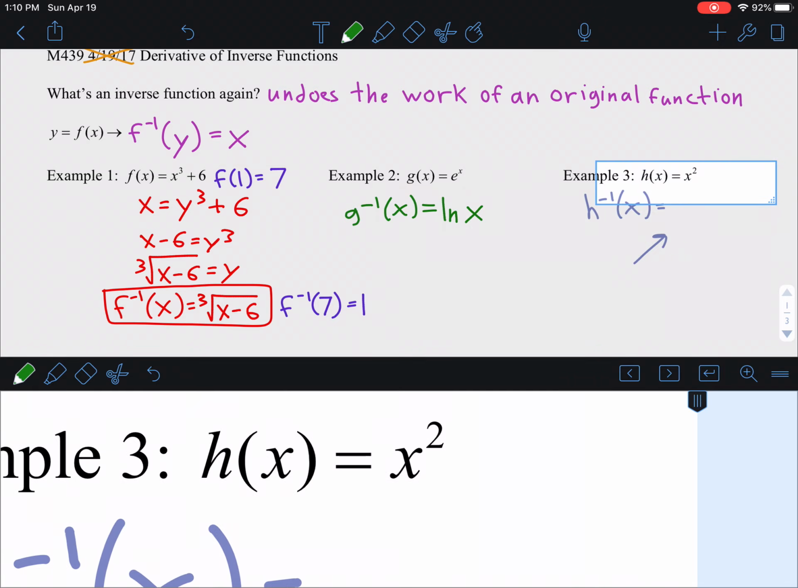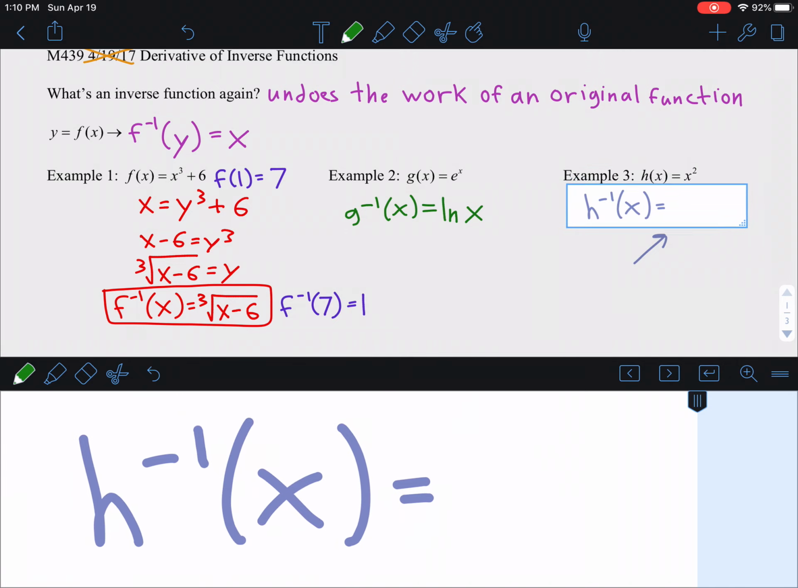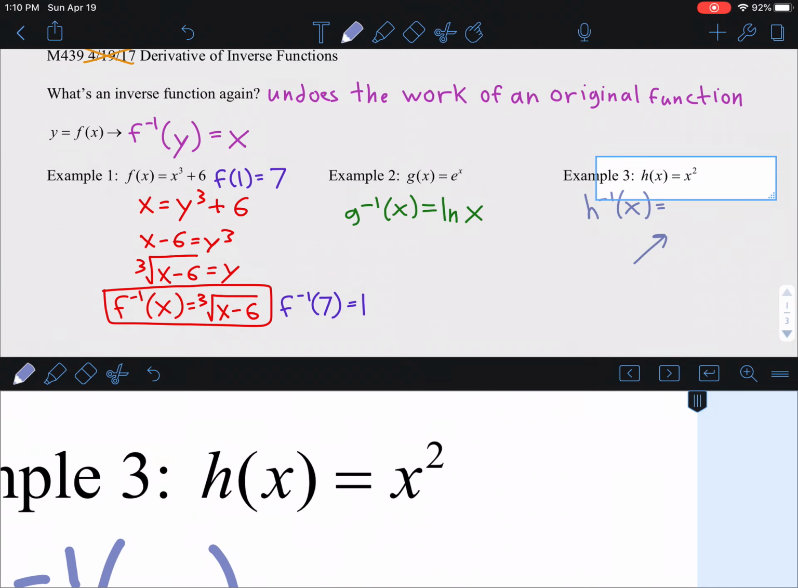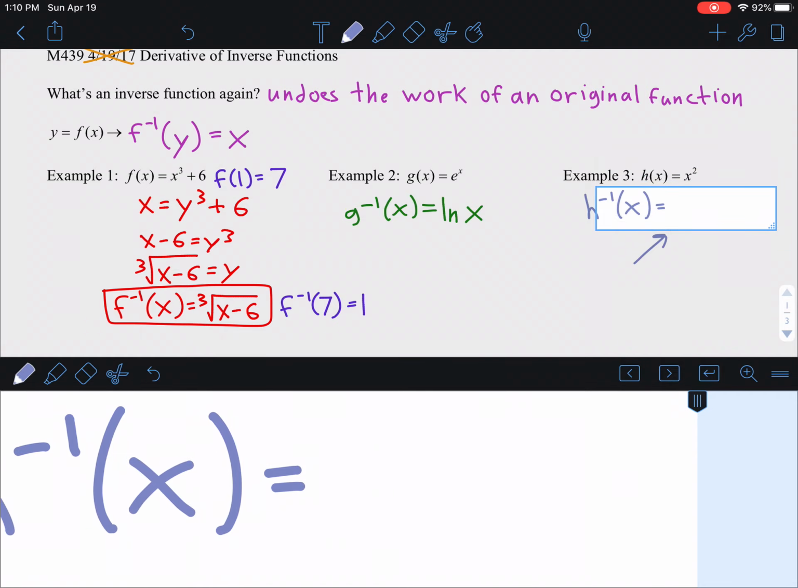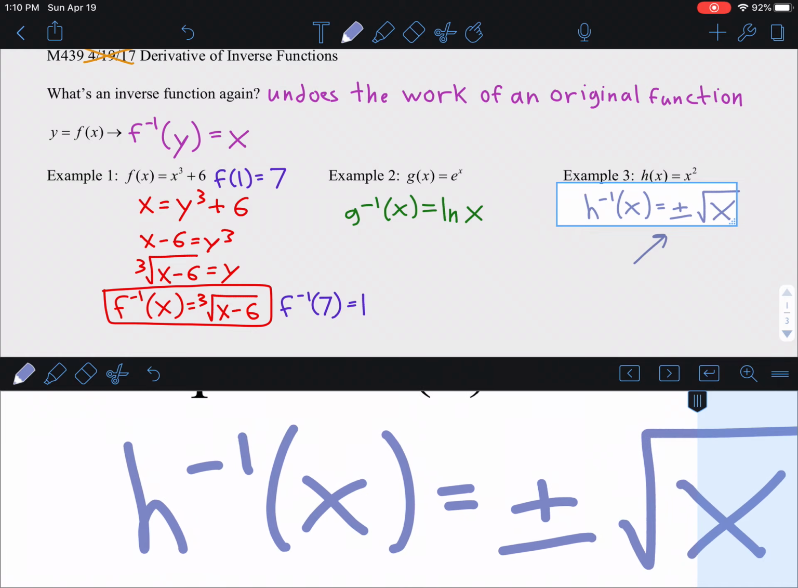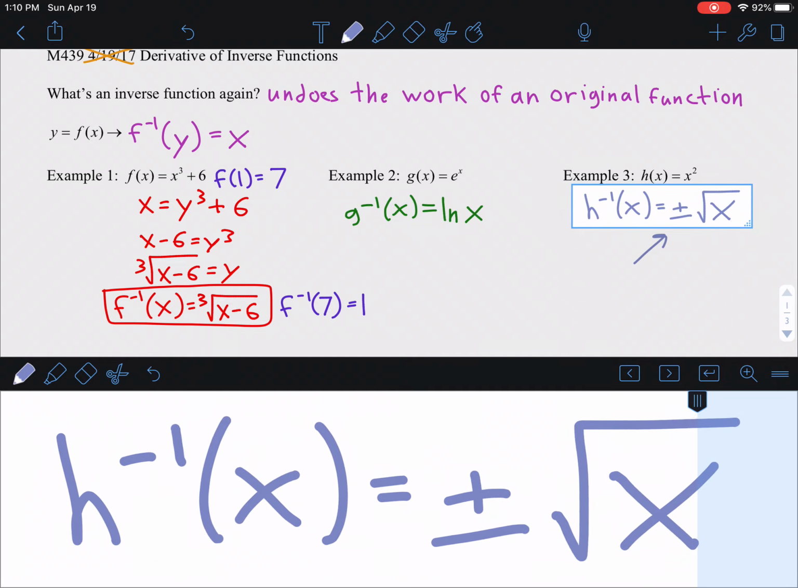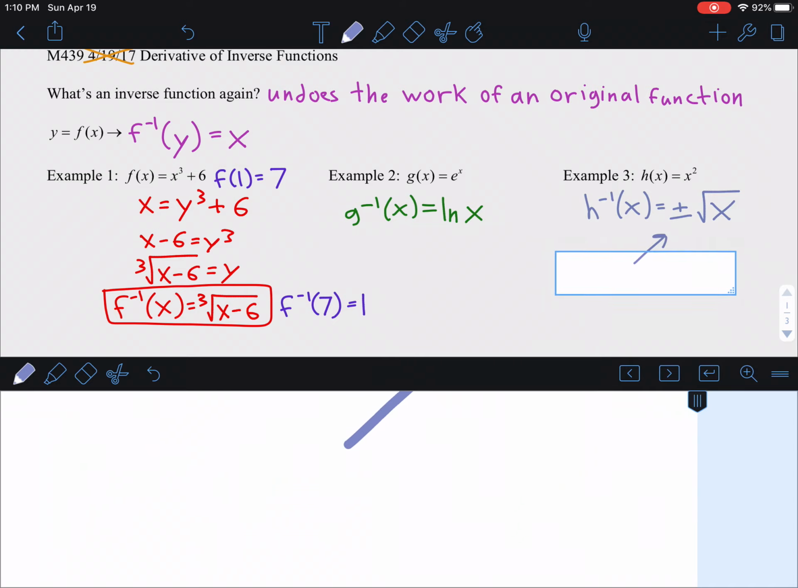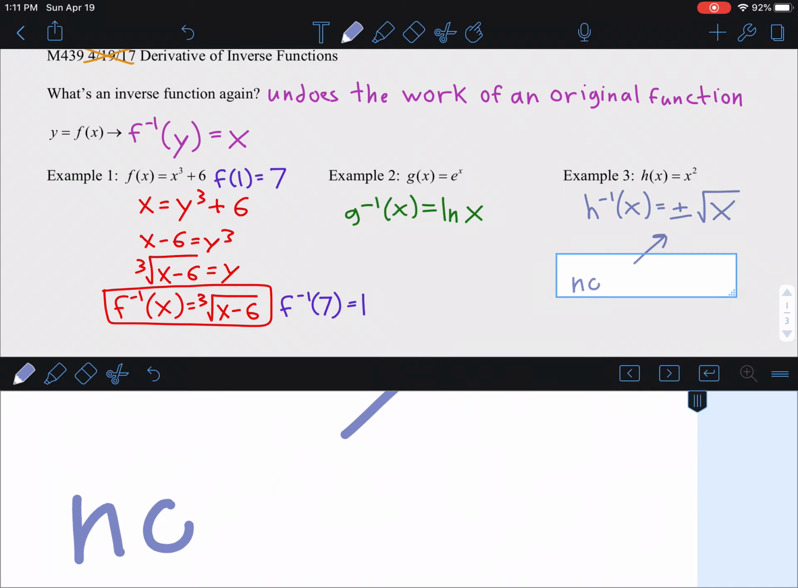Okay, and then similarly, for h of x, which is x squared here in example 3, what is h inverse? If I flip x and y, and then solve for y, I would get plus or minus square root of x, and that would be the inverse of h. But there's a problem here. What does a plus or minus in front of an x indicate? It indicates that what we're looking at here is not actually a function.